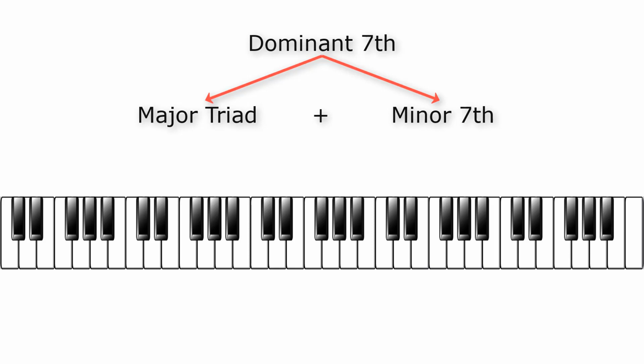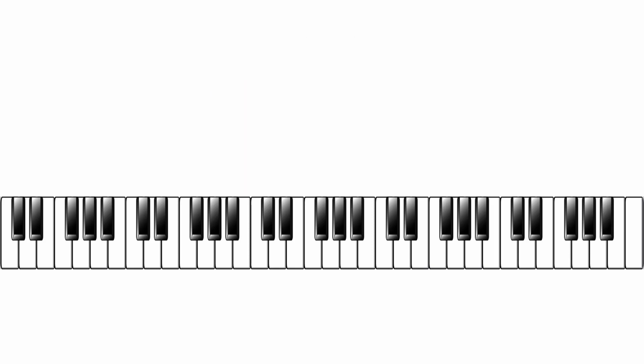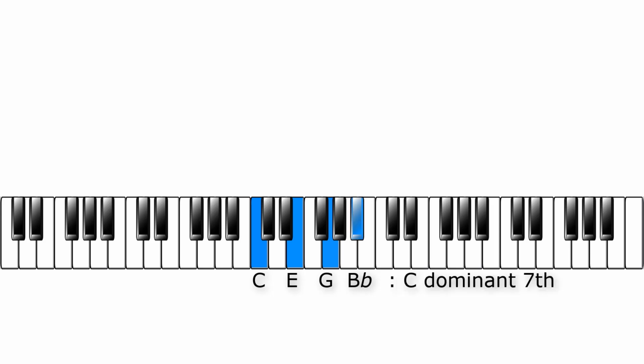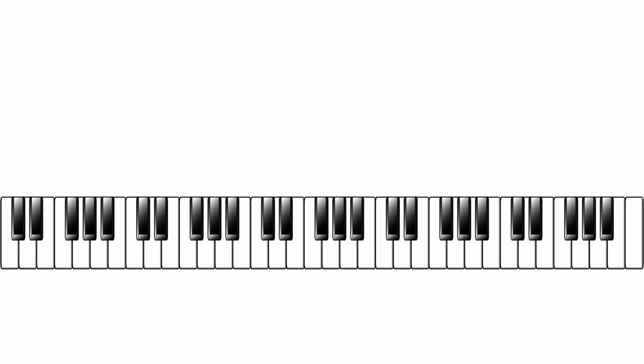So let me show you in the case of C. A C dominant seventh chord consists of the C major triad with a minor seventh, the B flat. So C, E, G, B flat is the C dominant seventh chord. Also often simply called the C7 chord. And you can write it as C with a 7. Other examples, again A and B flat.